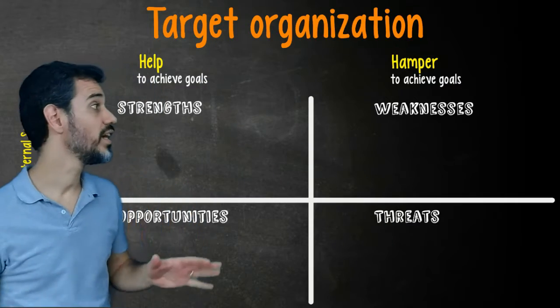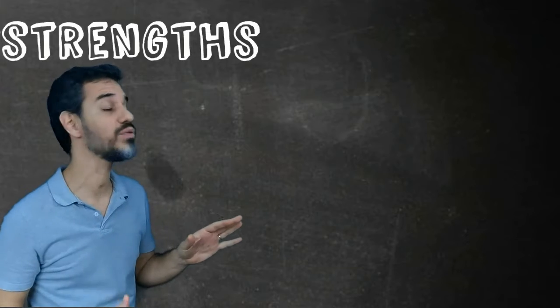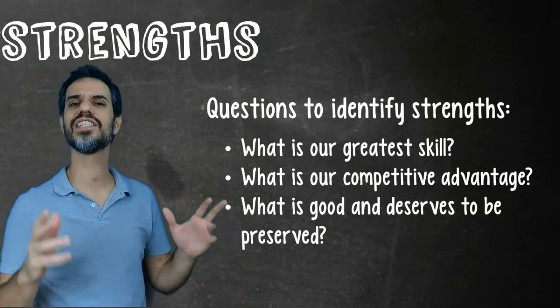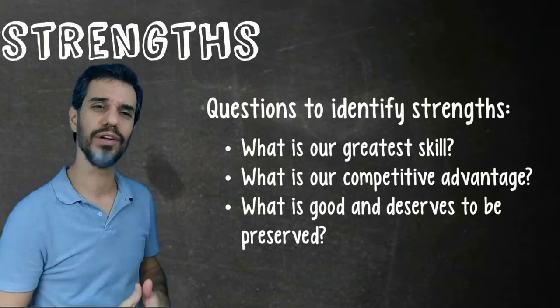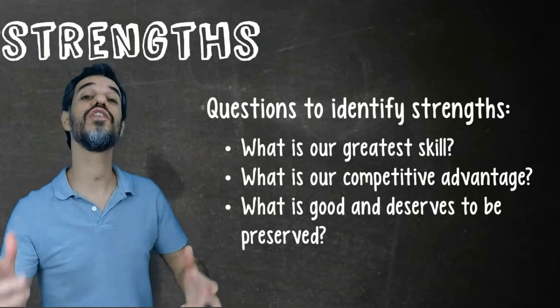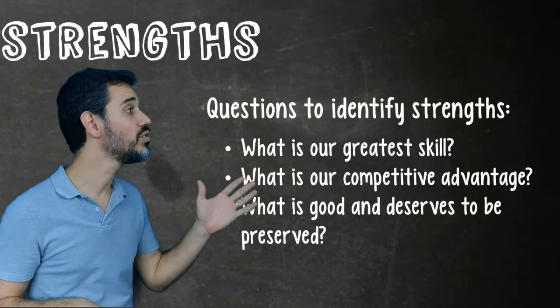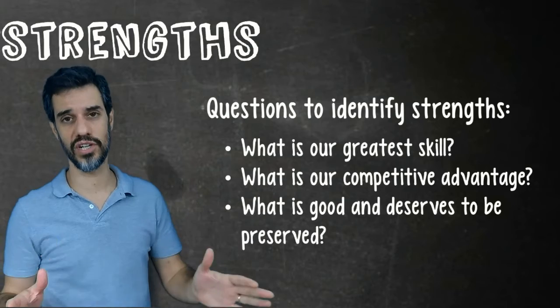For the first cell, strengths, the questions you may use to identify strengths are: what's your greatest skill? What are you good at? What is our competitive advantage? What differentiates us from our competitors? And what is good and deserves to be preserved?